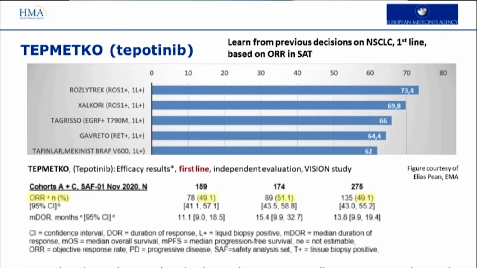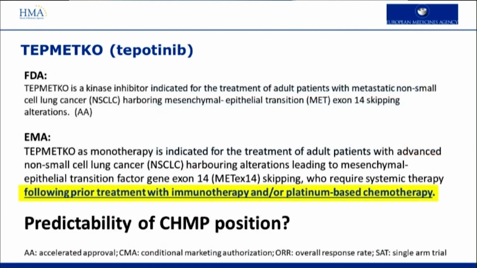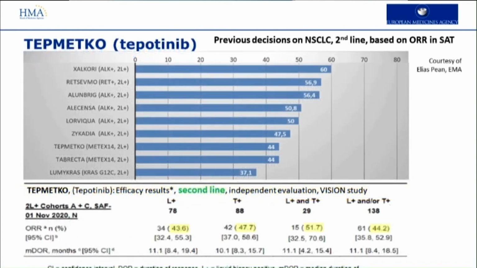Tepmetko now showed a rather constant response rate of around 50% in the first line treatment, obviously less than the previously approved products. So, CHMP did not consider this as fulfilling the unmet medical need in this first-line indication. But CHMP did grant a second-line indication. Let's see how the response rate of Tepmetko in the second line compares to the response rate of other targeted medicines that have a second line non-small cell lung cancer indication.